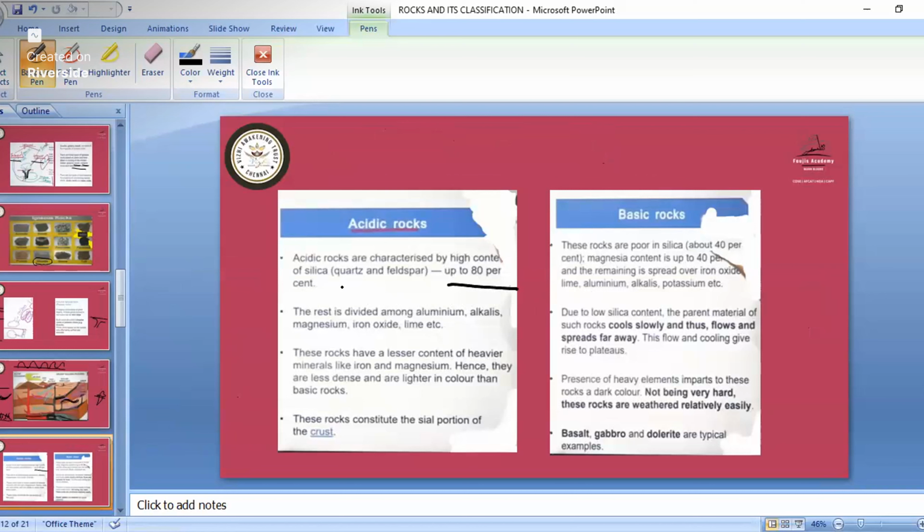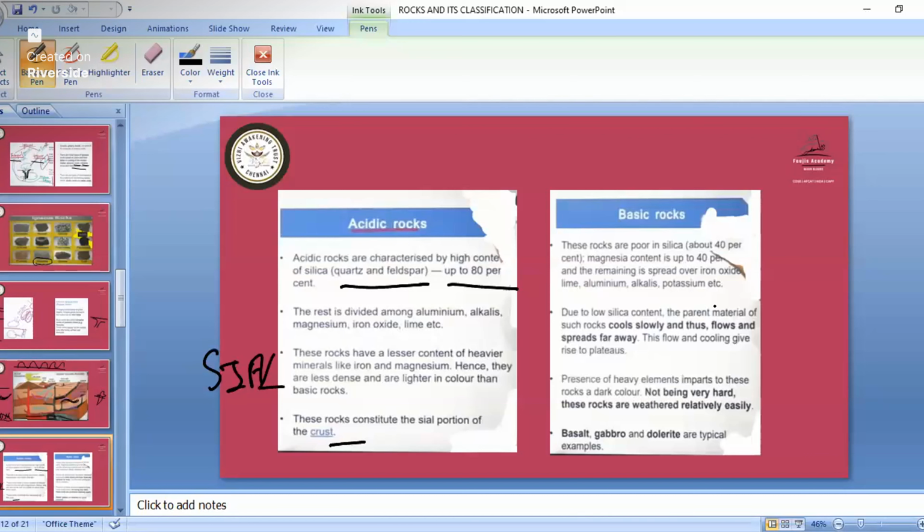So in acidic rock we have quartz and feldspar. Examples of acidic igneous rock are quartz and feldspar. The rest is divided among aluminum, alkalis, magnesium, iron oxide, lime, etc. So 80% is silica and 20% is all these other materials. They have lesser content of heavier minerals like iron and magnesium, hence they are less dense and lighter in color. Acidic rocks are lighter in color because heavier minerals are not present. These rocks constitute the sial portion of the crust, the upper crust.